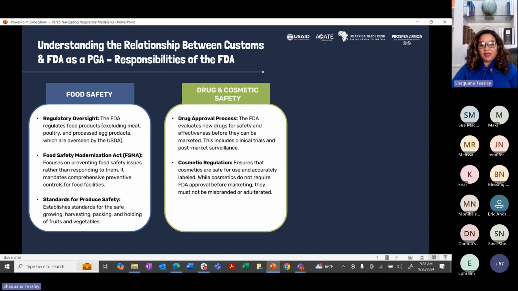Cosmetic regulation ensures that cosmetics are safe for use and accurately labeled. While cosmetics do not require FDA approval before marketing, they must not be misbranded or adulterated. Let me explain that some so you can understand it operationally.